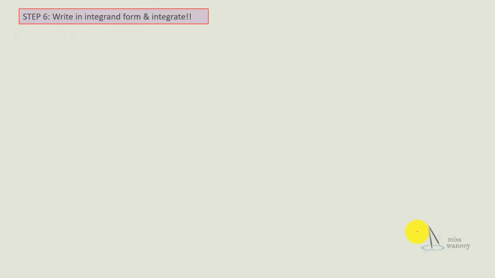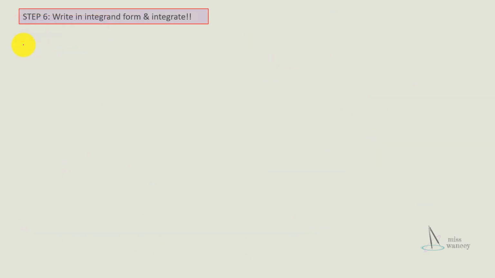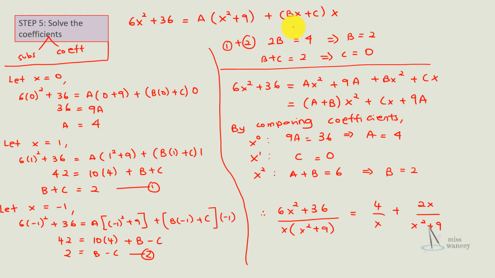Okay, so the last one, write in integral form and then we have to integrate them. So since I already forgot the question, let us go back. So 6 and 36. Okay, so 6x squared plus 36 over x cubed plus 9x dx. So this is equal to integrating 4 over x plus 2x over x squared plus 9 dx. Let me check again. Did I get them right? Okay.